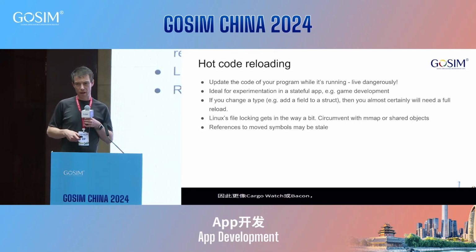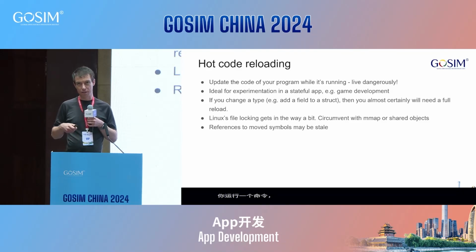So once I've finished incremental linking, I'm excited to have a try at doing hot code reloading. So the idea of hot code reloading is that we would be updating your program while it's running. This is definitely living dangerously, and there's definitely scope for things to go wrong here. It's something that is ideal for experimentation where you're building a stateful app and you don't want to have to get back to the same state in your app each time you're making a change. So for example, in game development, you might be wanting to make changes and then see what effect those changes have on your running code while it's running.